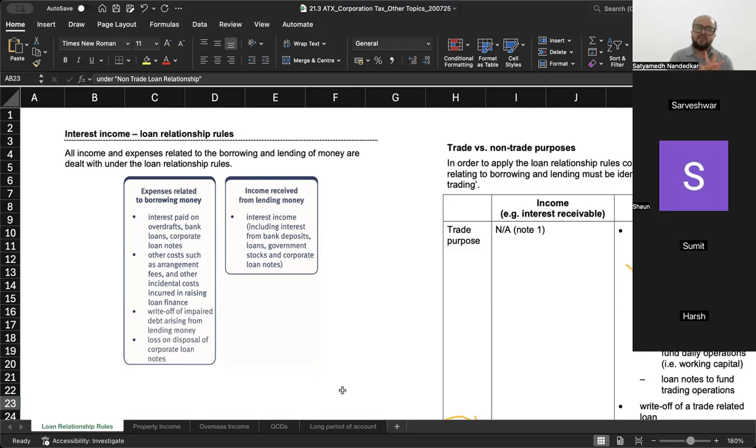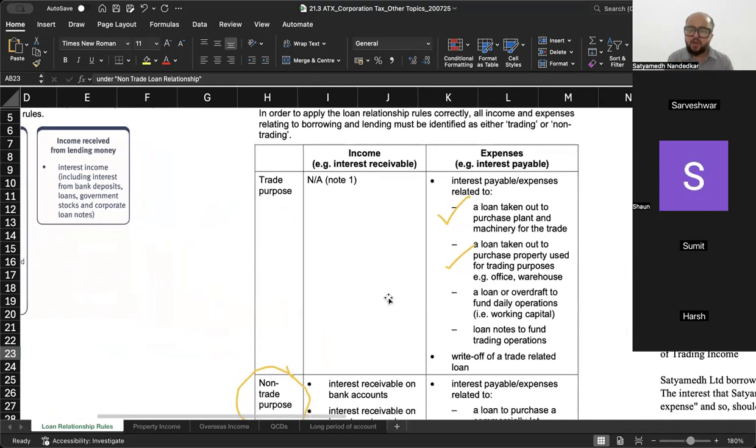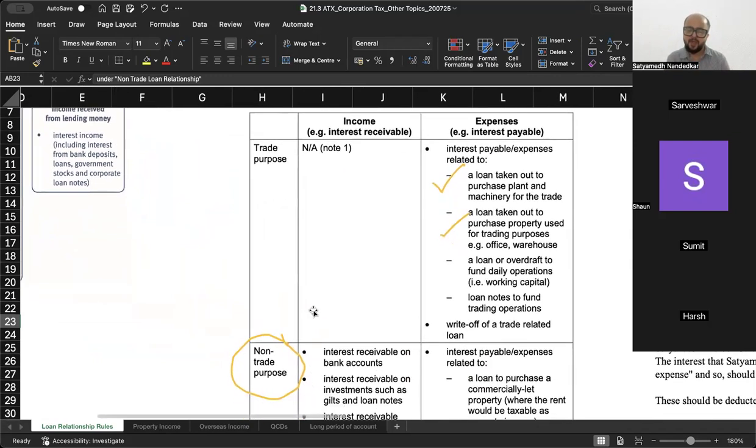And if I have a property and I have taken a loan to purchase that property, उसपे जो interest आप pay करेंगे on the loan acquired to purchase that property, that will not be subtracted from property income. That will be subtracted under the NTLR, non-trade loan relationship rules. Unless you are a bank, giving loans and taking loans can never be your main trade.